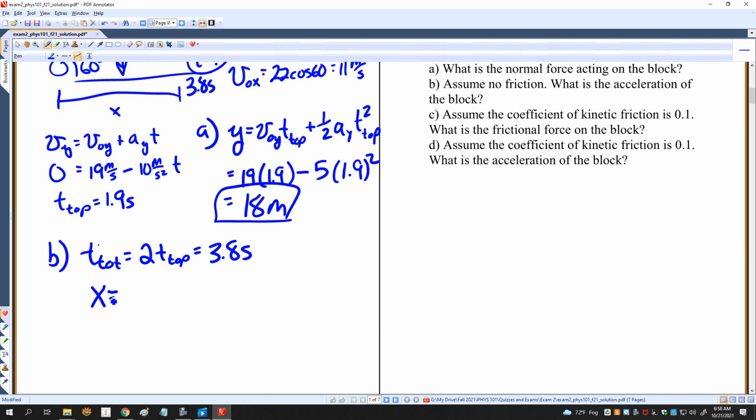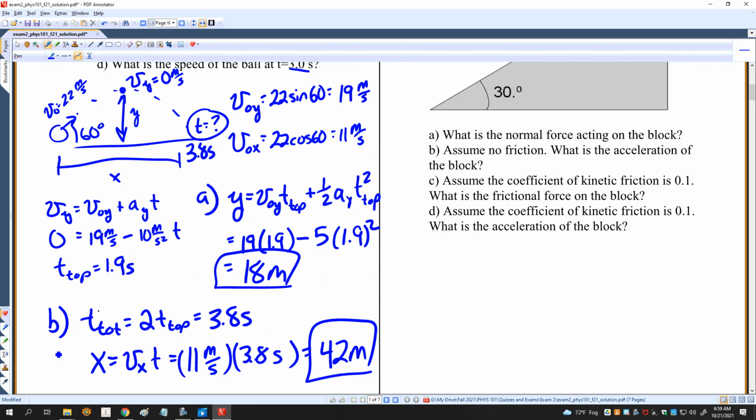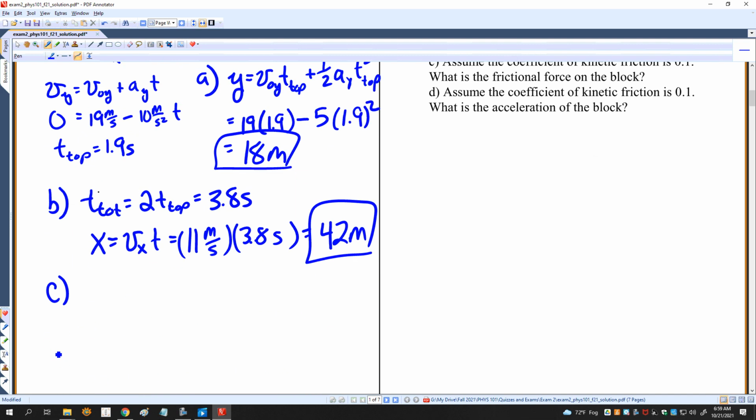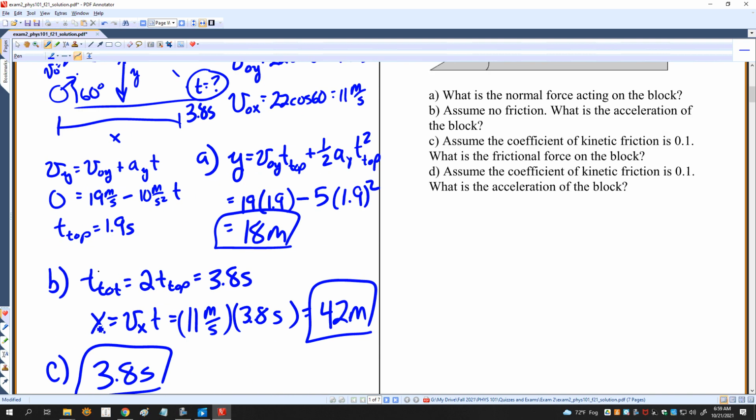Then to find x, that's going to be Vx times t. Vx is equal to V naught x, which is 11 meters per second, times 3.8 seconds, which is 42 meters. So that's part B. Part C wanted to know the total time for it to come back to ground level. We've already found that. That's 3.8 seconds. And then part D asked what is the velocity at a time of 3 seconds.